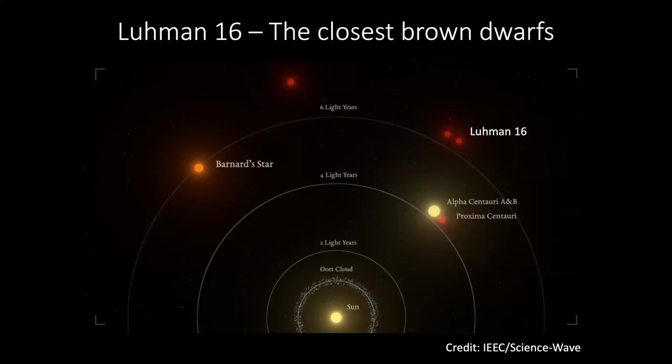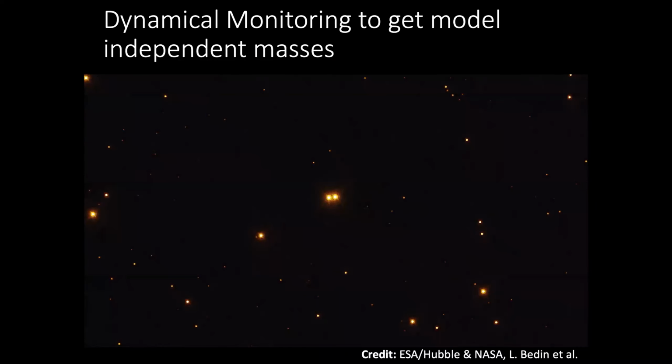And for those of you unfamiliar with the system, Luhman 16 is actually the third closest system to Earth after Alpha Centauri and Barnard's star. We have this brown dwarf binary pair called Luhman 16. One thing that's nice about it being so close is that we can carry out some really high signal to noise studies. This was a very cool study done with HST of measuring the dynamical masses of these two objects by looking at the absolute and relative astrometry.